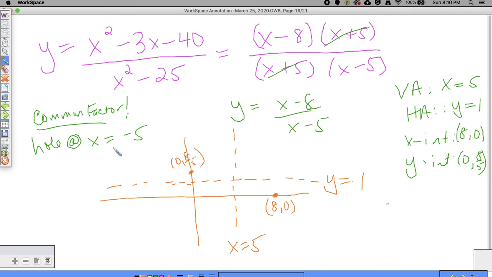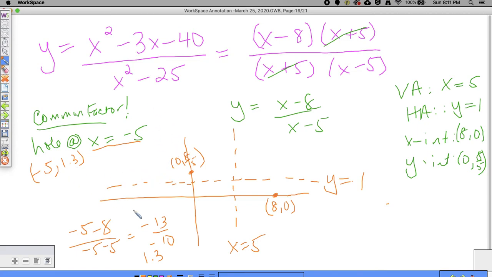Now, I want to go back to the hole. We have the x-coordinate of the hole, but now we have to find the y-coordinate of the hole. So we're going to go back to the simplified version of this rational function. And if I plug negative 5 in, I get negative 5 minus 8 over negative 5 minus 5. So I get negative 13 over negative 10, which is 13 tenths, which is 1.3, right? It is 1.3, I hope so. God, I'm a hot mess. Okay, so our hole is actually located at (-5, 1.3).